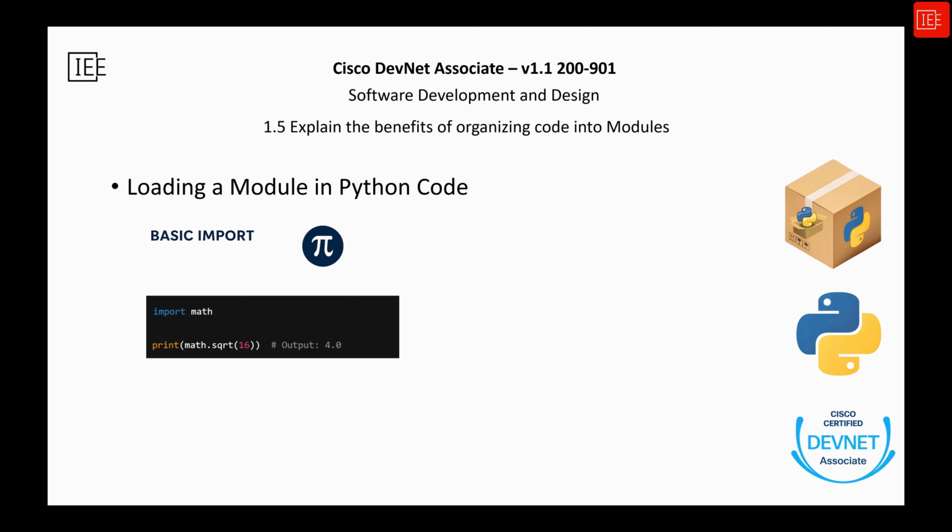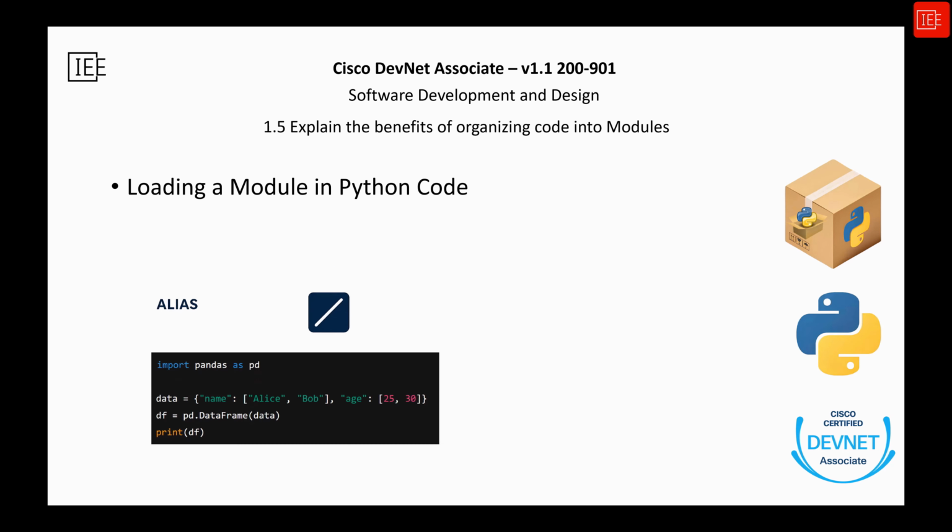This means you are pulling in the entire module so you can access all of its functions, classes, and variables. So for example, if you import the math module, you can then use it by calling things like math.sqrt to get the square root of 16, as you see on the screen. It's simple and clear, but the trade-off is that you always need to type the module name as a prefix, which can sometimes feel a bit long if you are using it repeatedly.